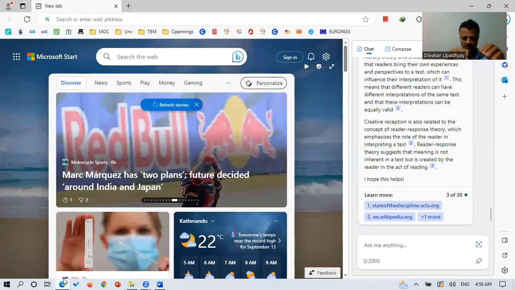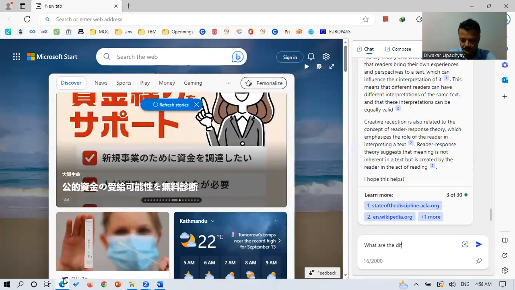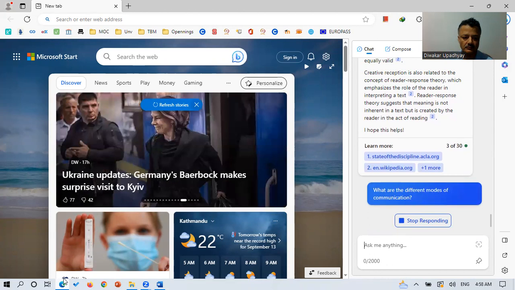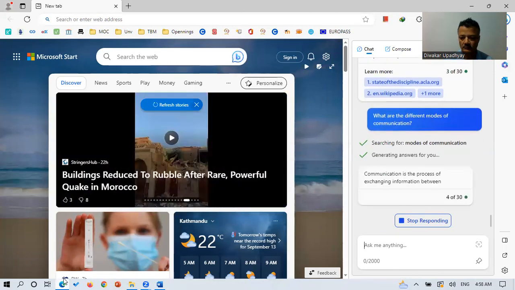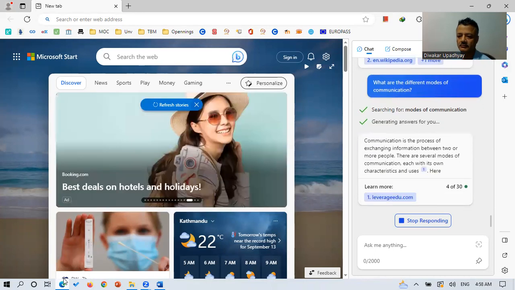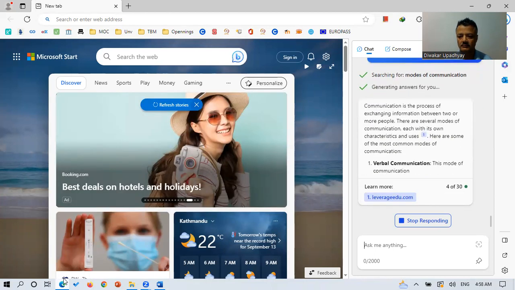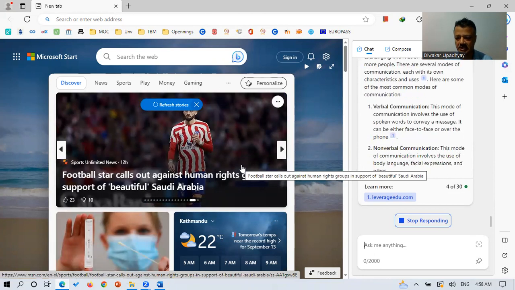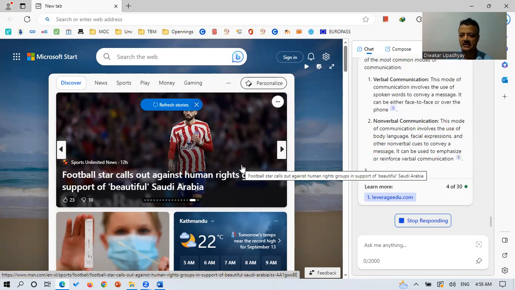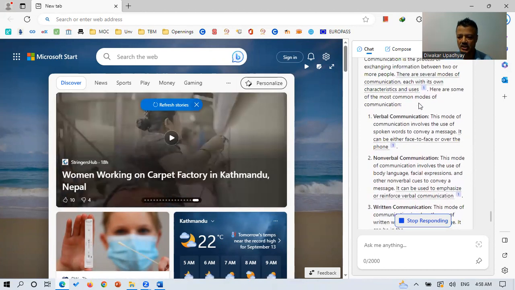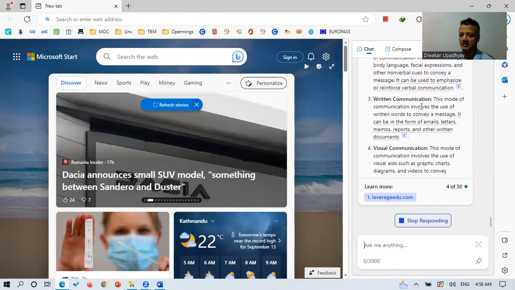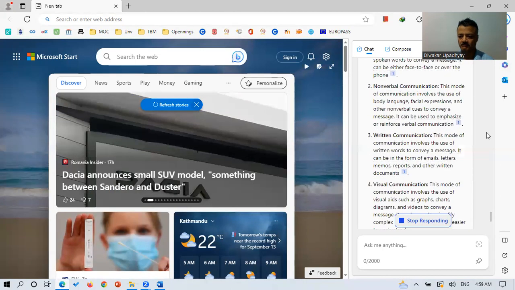Let's again ask Bing, what are the different modes of communication? Okay, so it says that there are several modes of communication, and each mode of communication has its own characteristics and uses. Some examples are verbal communication, and verbal communication involves use of words.